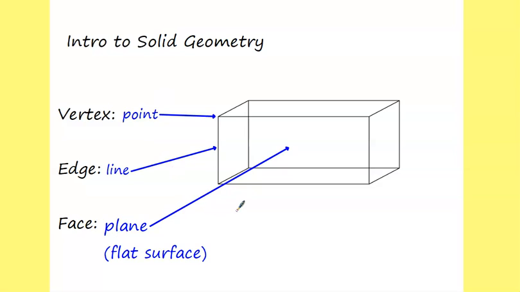When you're naming a vertex of the shape, you're going to be naming it like you would a point, so with something like a capital letter A. An edge is going to be named like you would name a line, so something like line segment AB. A face is a plane, so you're going to be calling it something like plane ABC. Something along those lines.